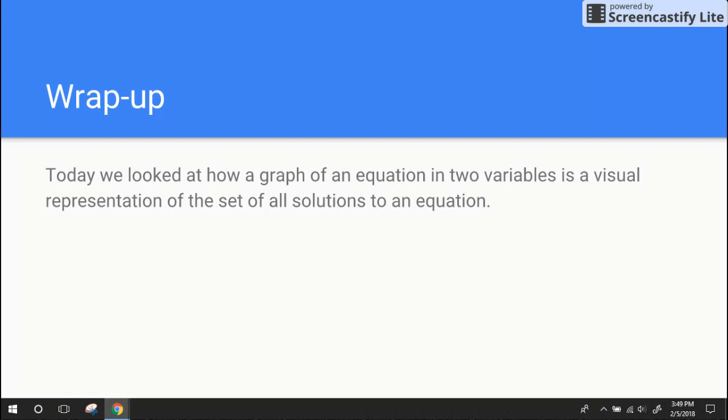Okay? So to wrap that up, today we looked at how a graph of an equation in 2 variables is really just a visual representation of the set of all solutions to an equation. We saw that there are answers to this problem that don't really fit our context, right? We're not going to take negative apples, not going to take negative oranges, and we're certainly not going to take fractions of the fruit. We get in trouble for that. I've tried it, don't do it. So that's a wrap up for today.